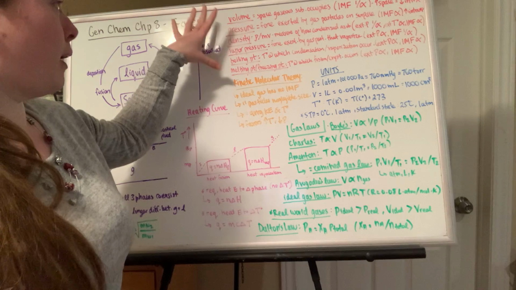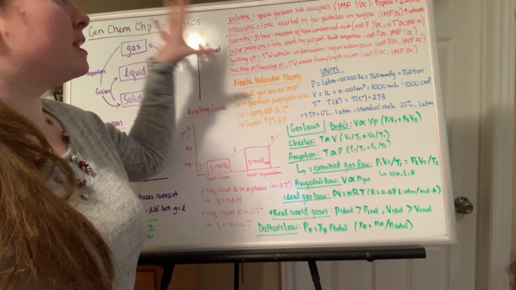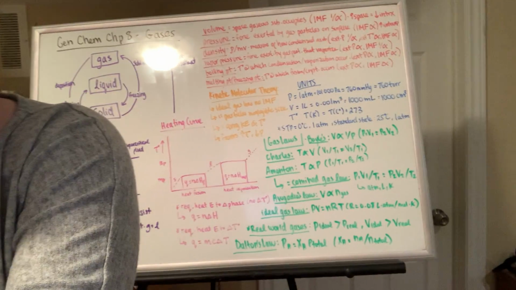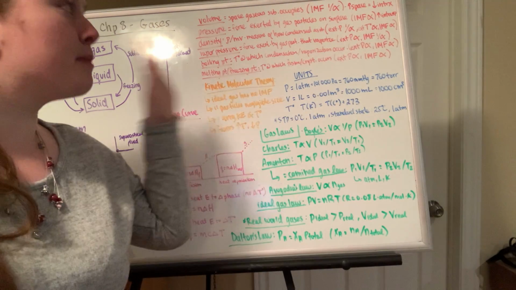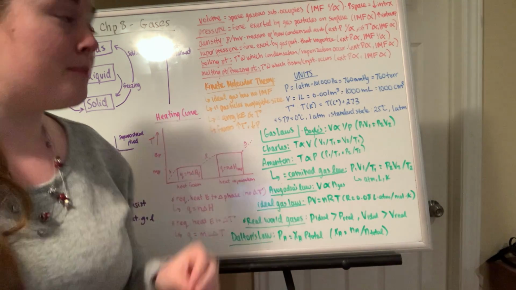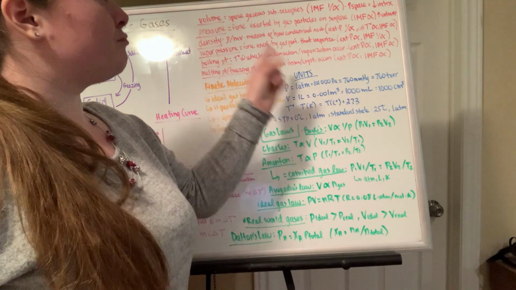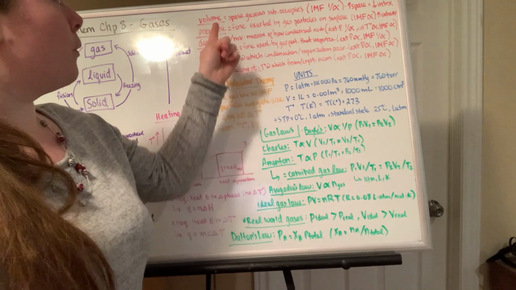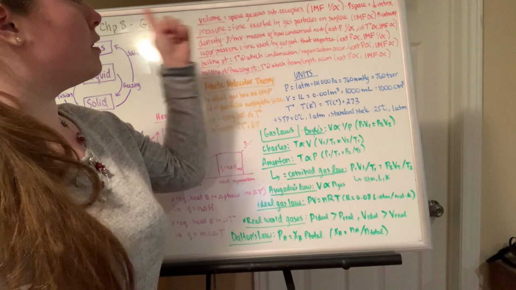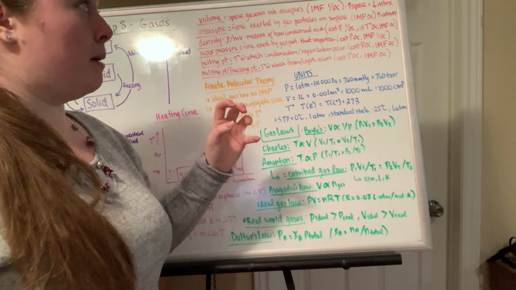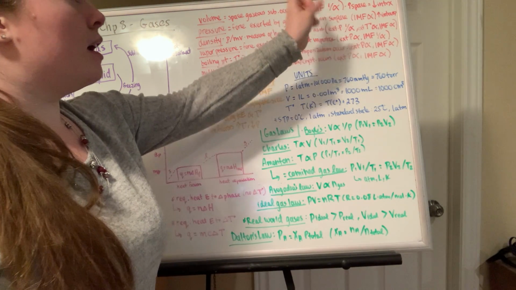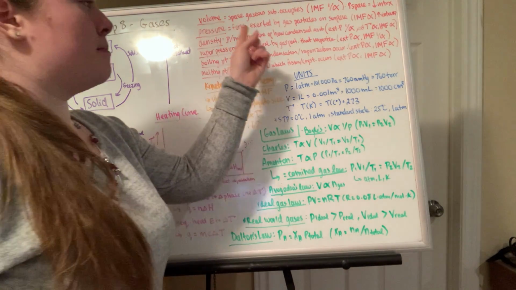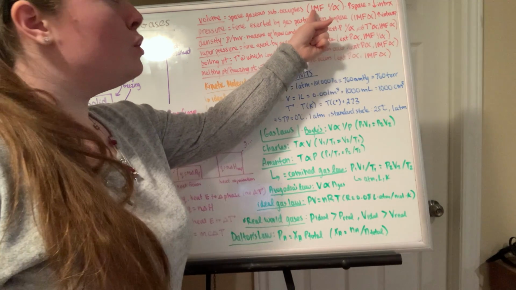Okay, so now we're just going to talk about some vocabulary. So we have volume, which equals the space gaseous substances occupy. I used some abbreviations at the ends here because I didn't have space, but I'm going to explain them. IMF is intermolecular forces. So the volume is the space that gaseous substances occupy. The volume is going to be indirectly proportional to IMF.